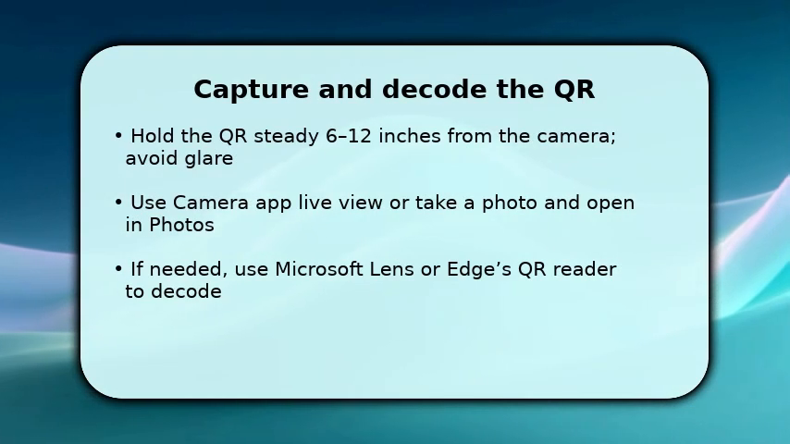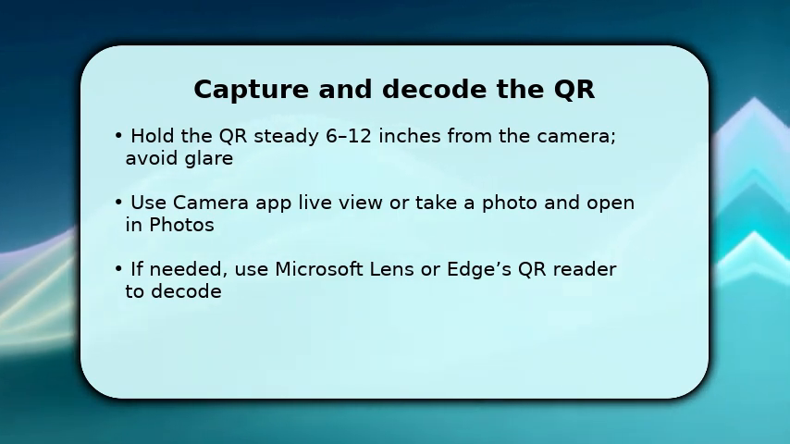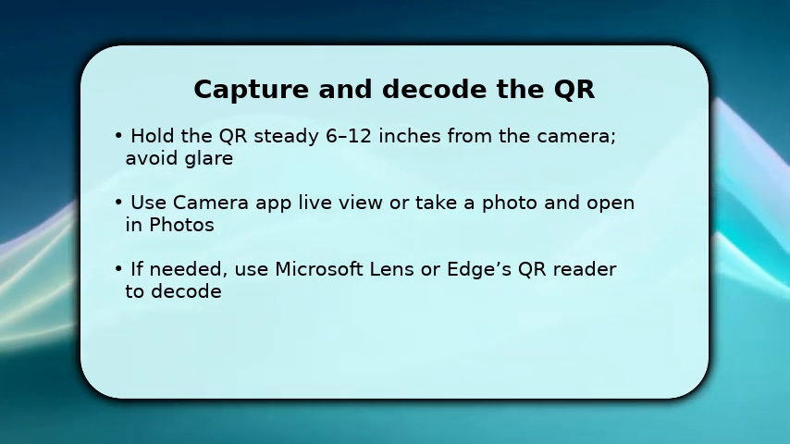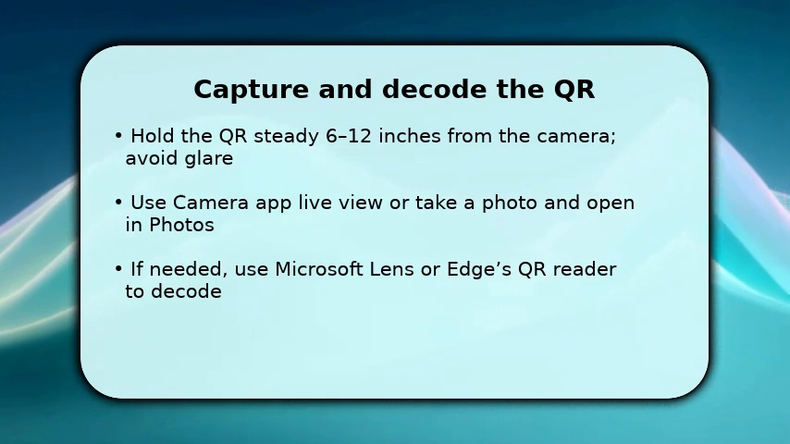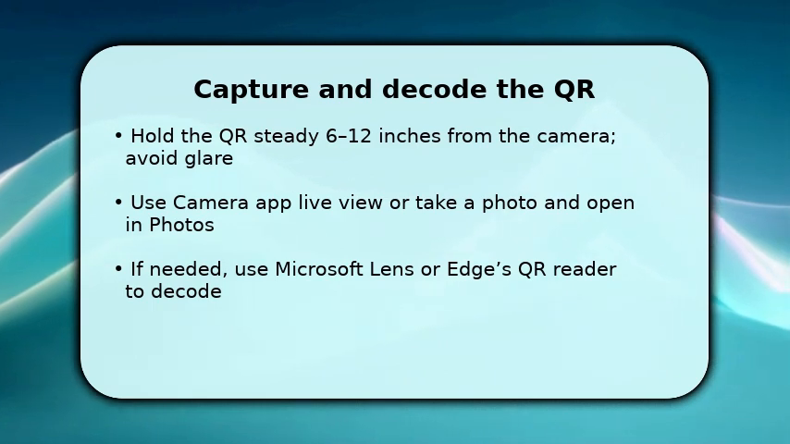You now focus on capturing and decoding. Hold the QR steady about 6 to 12 inches from the lens and avoid glare so the pattern stays sharp. In Camera Live View, wait for an automatic prompt or take a high-resolution photo and open it in Photos. Tap the QR region to let Windows detect it.